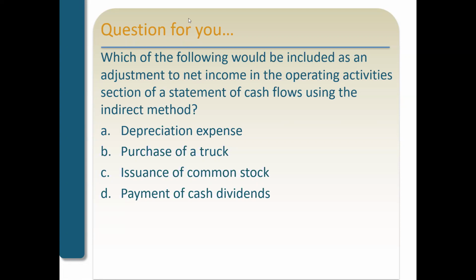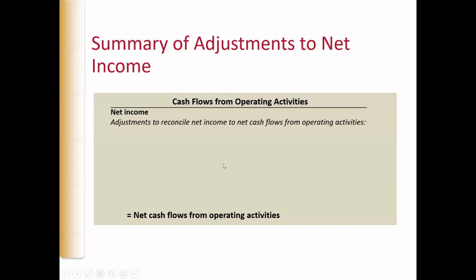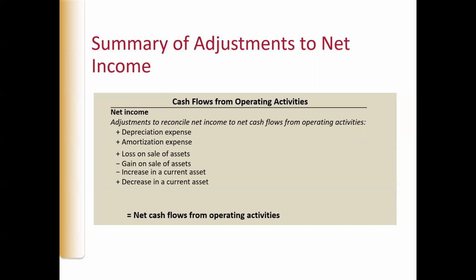I'm hoping, yes, you said A, which is right on. So in regards to the operating section, we start with our net income and then we make adjustments to reconcile our net income to net cash flows from operating activities. We add back depreciation expense and amortization expense. We'll add the loss on sale of assets and we'll subtract the gain on sale of assets.